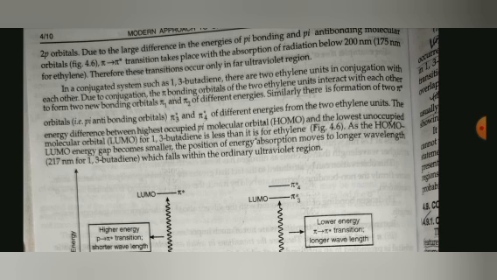In a conjugated system such as 1,3-butadiene, there are two ethylene units in conjugation with each other. Due to the conjugation, the pi bonding orbitals of the two ethylene units interact with each other to form two new bonding orbitals, pi 1 and pi 2, of different energy. Similarly, there is a formation of two anti-bonding orbitals, pi 3 star and pi 4 star, of different energy from the two ethylene units. The energy difference between the highest occupied molecular orbital and the lowest unoccupied molecular orbital for 1,3-butadiene is less than for ethylene, as the HOMO to LUMO energy gap becomes smaller. The position of energy absorption moves to longer wavelength, which falls within the ordinary ultraviolet region.